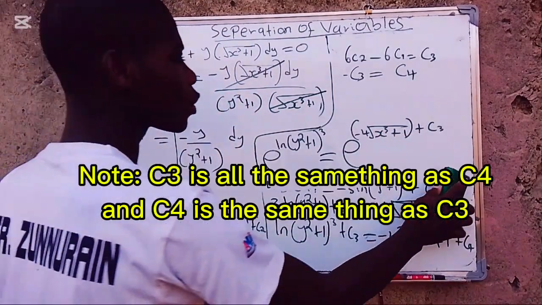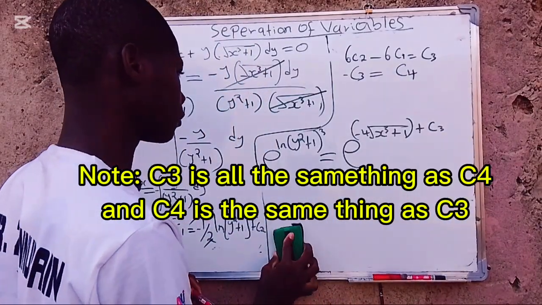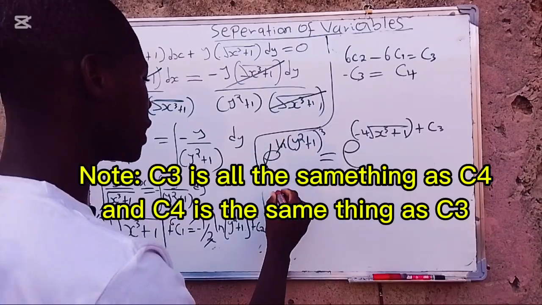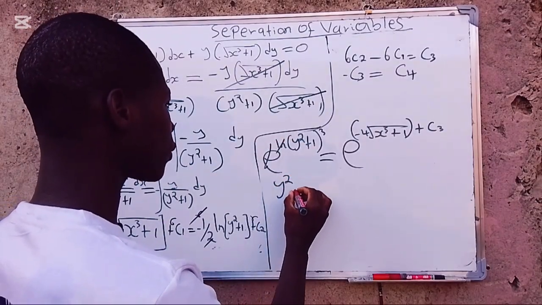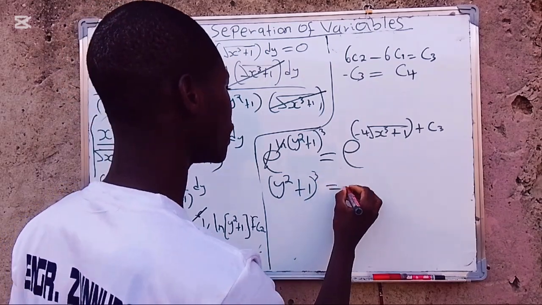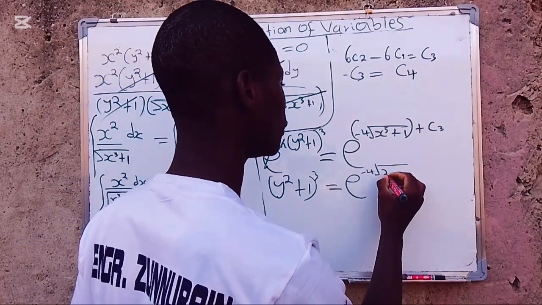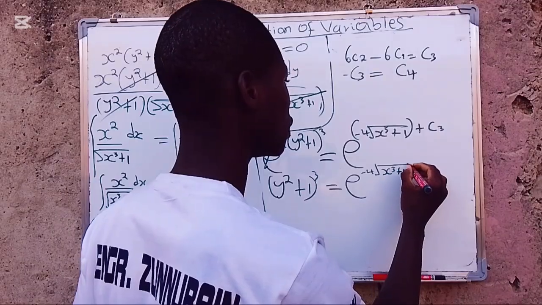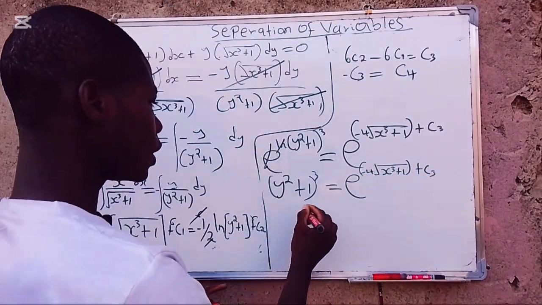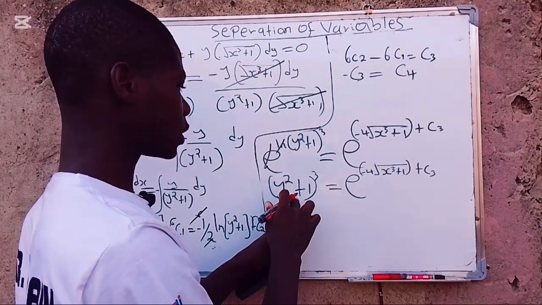So the next thing that I'm going to do is I have to say this will go with this. So therefore it should now be (y squared plus 1) to the third power. It will now be equal to e to the negative 4 into the root of x cubed plus 1, plus c3. And therefore this is the same thing as saying I have y squared plus 1.